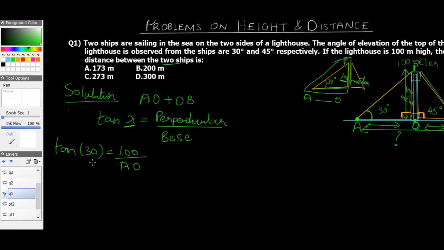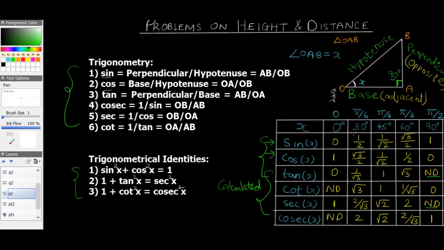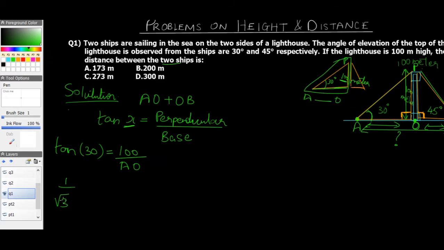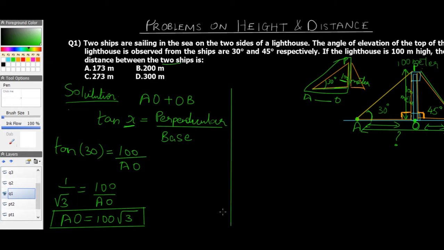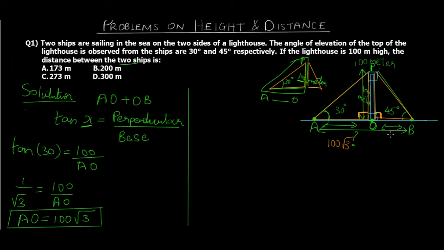Now we know tan 30 value. So let me just show you what tan 30 is. So we know tan of 30 is going to be 1 upon root 3. So 1 upon root 3 is equal to 100 upon AO. So ultimately AO is equal to 100 root 3. Okay, so we have one part of our answer. Now similarly, we can go ahead and try to find out the next part. So we found out this length, which is 100 root 3. Now we need to find out this length.